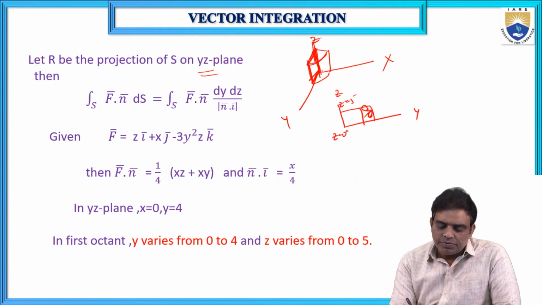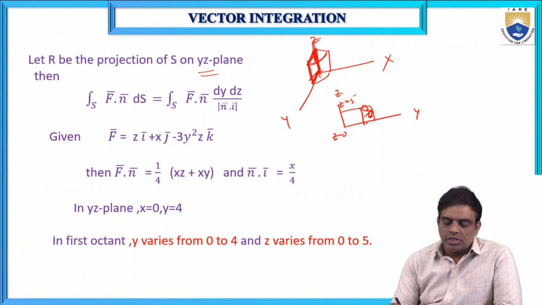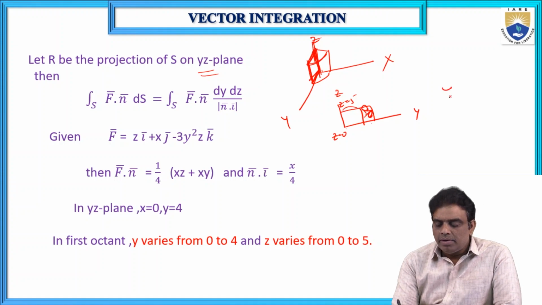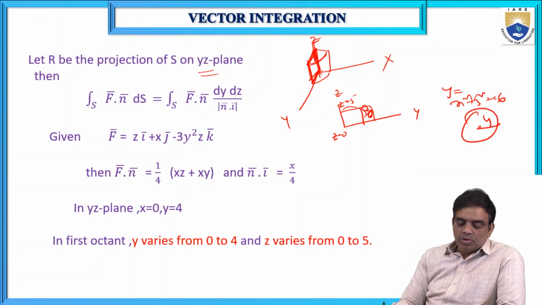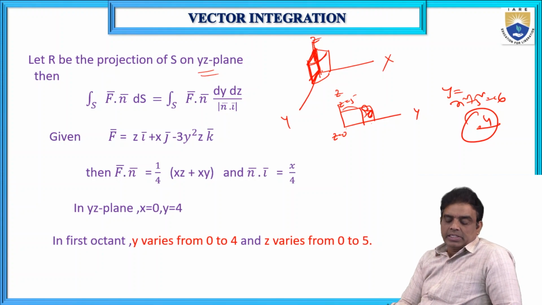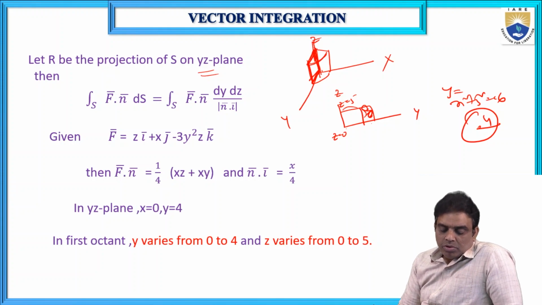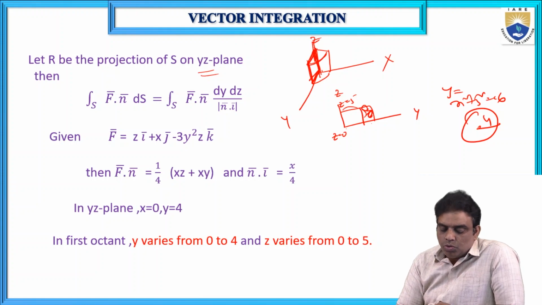And Y varies from 0 to what? Circular area means we get the circle x square plus y square is equal to 16, so a circle with radius 4 units. So Z varies from 0 to 5 and Y varies from 0 to 4. So the limits are also known.